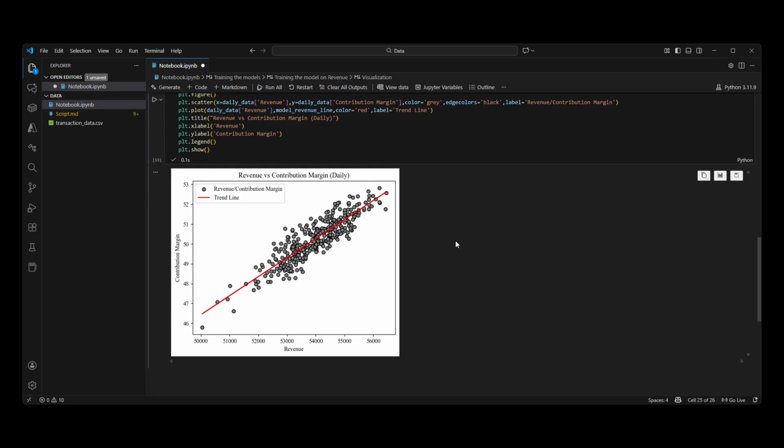But that is how you can use machine learning and linear regression to do a margin analysis on a business and find trends in your margins.